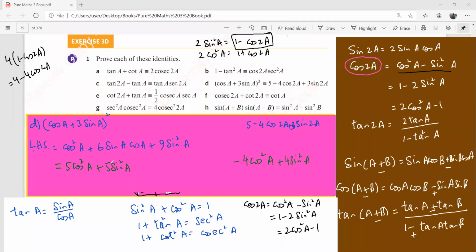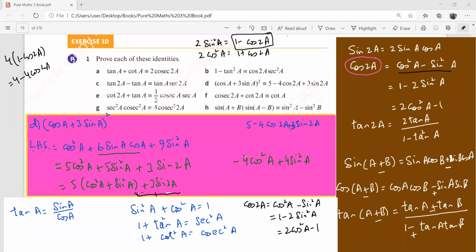And then we are quite sure that we can write this as 3 sine 2A. There is no problem with this. Now, you will take 5 common from here. You will have 5 into cos square A plus sine square A. Then I'll just keep writing this as 3 sine 2A. Well, let me take minus 4 common from here.